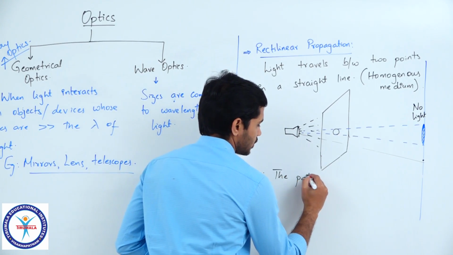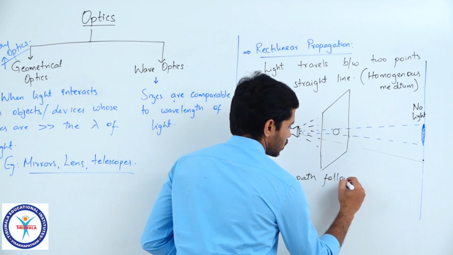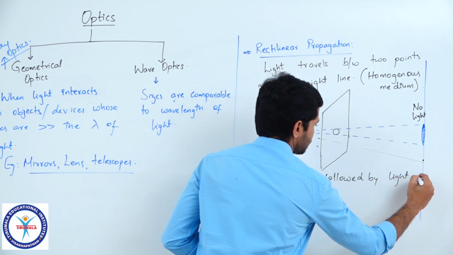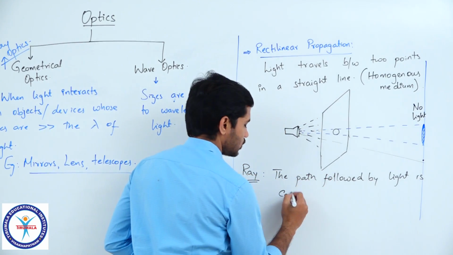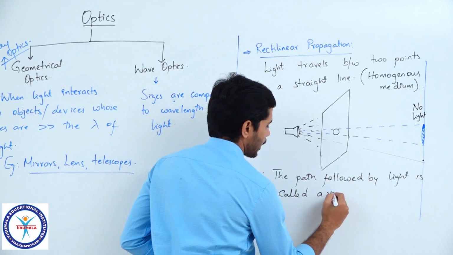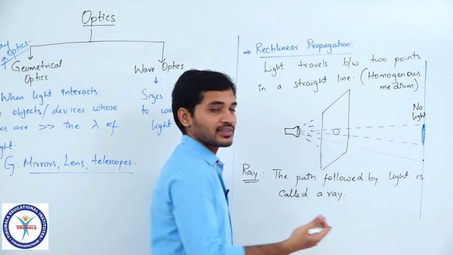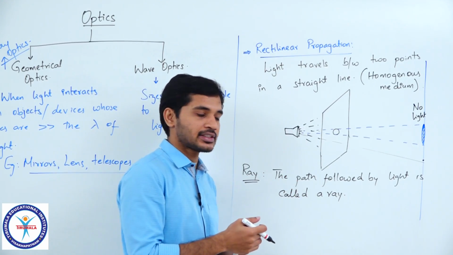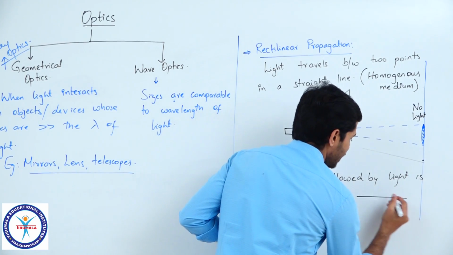The path followed by light is called a ray, and we will just represent that with a straight line. We will also use an arrow mark to represent the direction in which the light is travelling. So, I can write it like this.